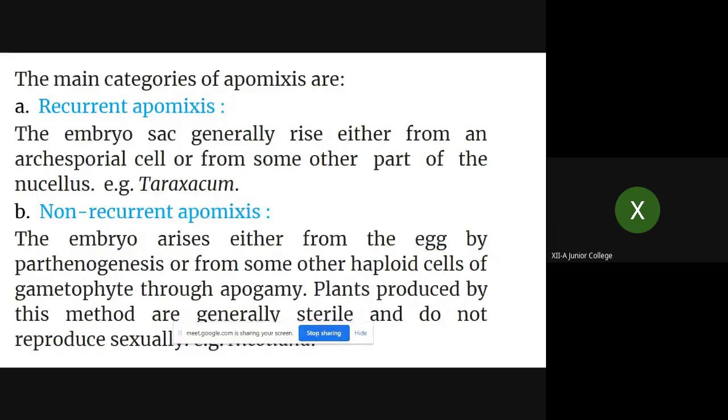Whereas in non-recurrent apomixis, the embryo is developed either from the egg by parthenogenesis, or from some other haploid cell. So the egg is also haploid. So this is haploid, and that's why the plants produced by this method are generally sterile and do not reproduce sexually. So this is the recurrent and non-recurrent apomixis.